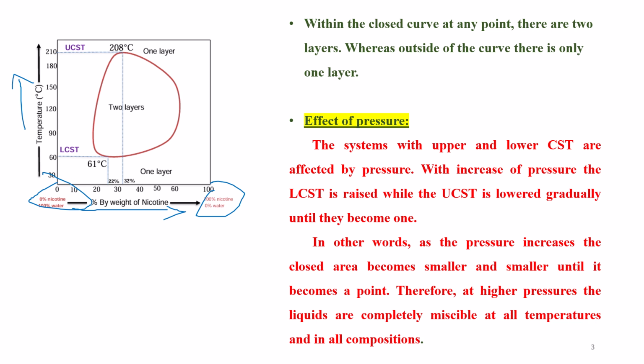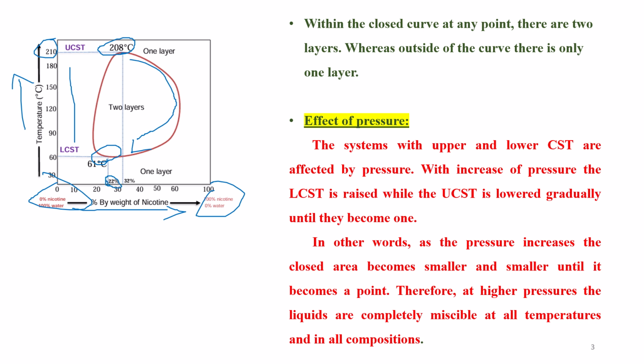First we have to heat the nicotine water system up to 210 degrees Celsius. Up to 208 degrees Celsius, there are two phases, the partially miscible system, but at 208 degrees Celsius, the partially miscible system turns into a completely miscible one. Then we have to cool the solution. Then it again turns into a partially miscible one. At 61 degrees Celsius, again the system forms a completely miscible solution. At this temperature, the percentage of nicotine is 22%.